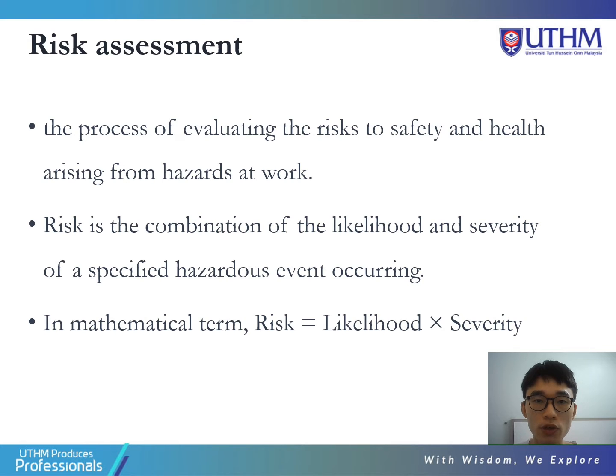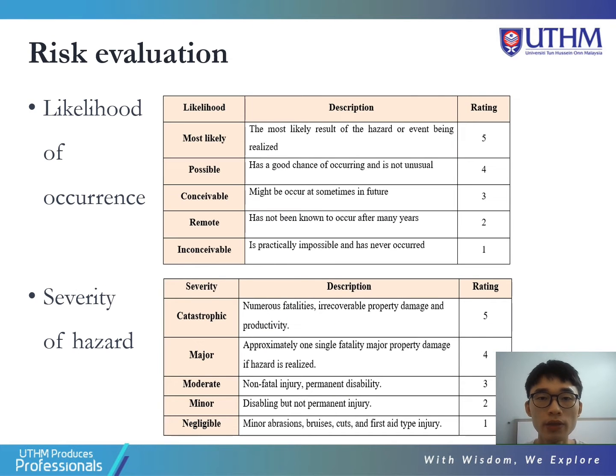Risk is a combination of likelihood and severity of a specified hazardous event occurring. In mathematical terms, risk can be calculated by multiplying likelihood with severity. Likelihood is how likely an event is to occur within a specific period or in specified circumstances. Severity is the outcome from an event, such as severity of injury or health of people, damage to property, insult to environment, or any combination of those caused by the event. These 2 tables are a guide to likelihood rating and severity rating.